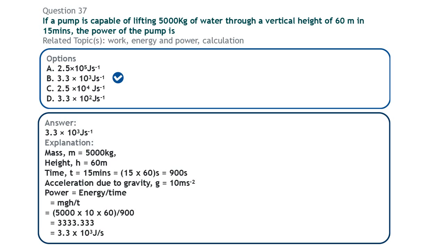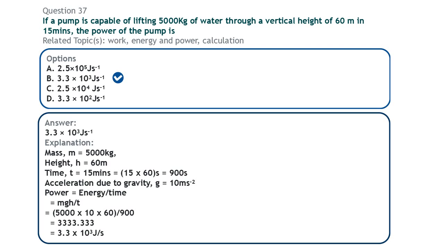Now the formula for work is force times distance. In this case, the force is going to be the weight of the water being lifted, while the distance is going to be the height to which the water was lifted. So we have weight as mg and the distance as h, the height. The mass of the water here is 5,000 kilogram. The height through which it was moved, serving as the distance here, is 60 meters.